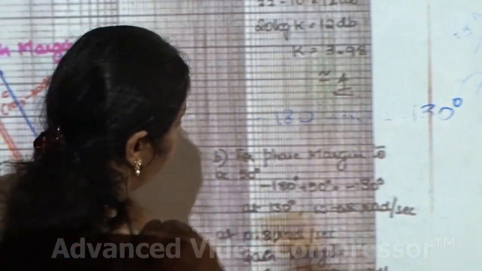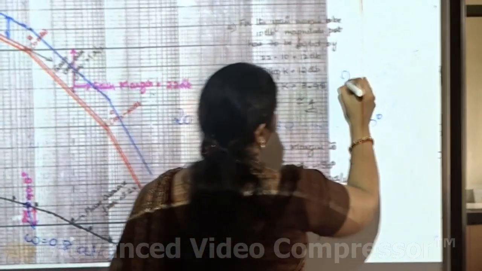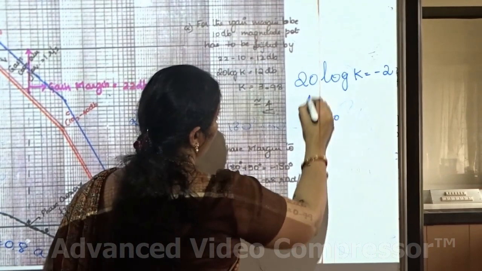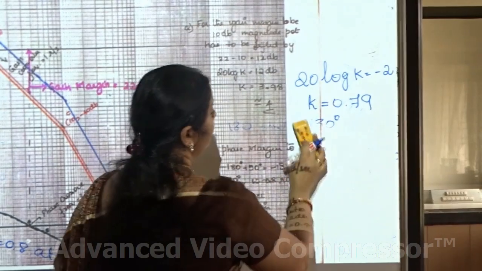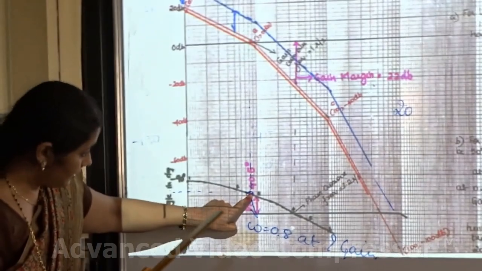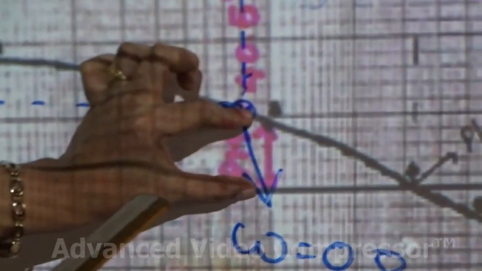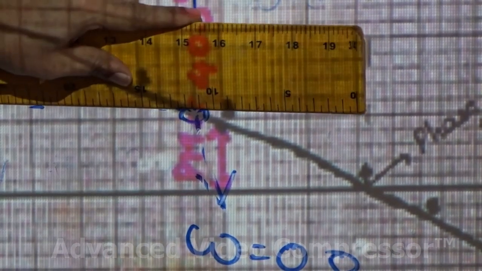So now the new value of K will be, 20 log K will be equal to minus 2 dB. So K value will be around 0.79. The new value of K will be 0.79. Hope you have understood what I am trying to tell. At this point, that is when the phase difference is 50. For the phase difference to be 50, the angle should be around 130.